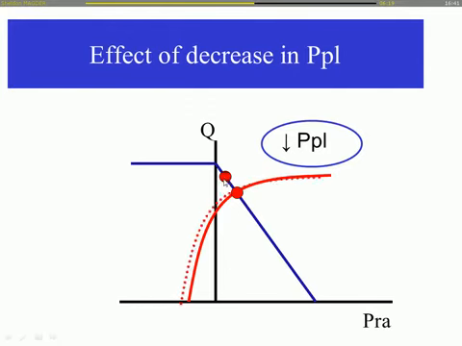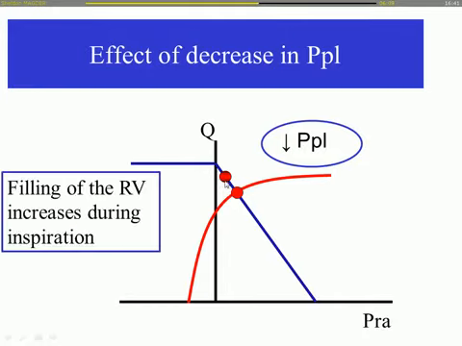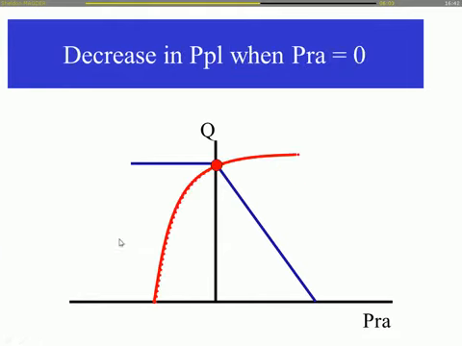So at the lowest point of inspiration, your right atrial pressure falls relative to atmosphere, which means we have increased the gradient for venous return, and as Michael's already said to you, you increase the return of blood to the heart during inspiration. So filling of the right ventricle increases during inspiration.